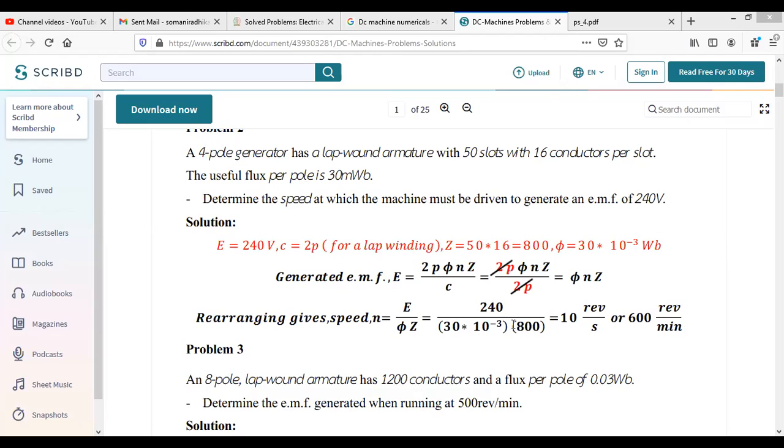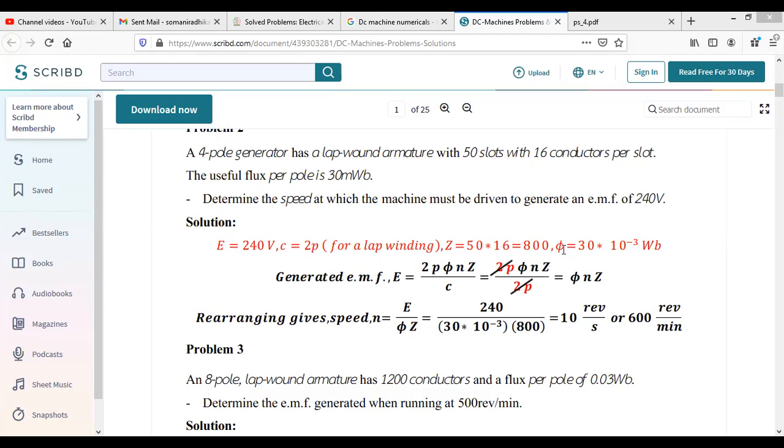So here they have given the number per slot. We can solve for Z, the number of conductors for the whole DC machine. That will be 50 into 16. You will get 800. They have given that the useful flux per pole is 30 milliweber, that is 30 into 10 raised to minus 3 Weber. You can denote the flux by the letter phi.